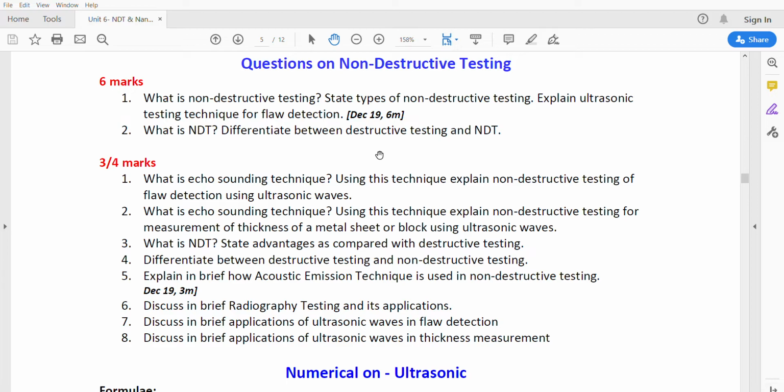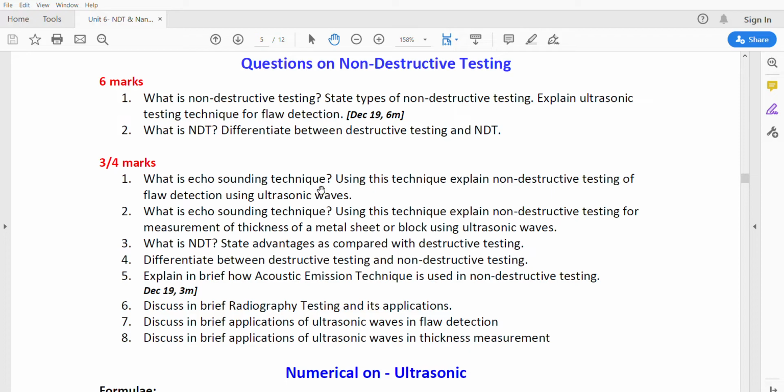In the first question, we have to write the definition of non-destructive testing, and we have to write types of non-destructive testing, and also we have to explain ultrasonic testing technique for the flaw detection. And in the second question we have to explain NDT, the definition of NDT, and we have to write differences between the destructive testing and non-destructive testing.